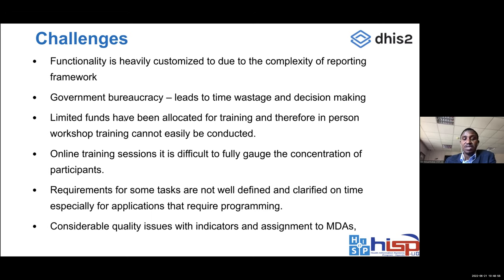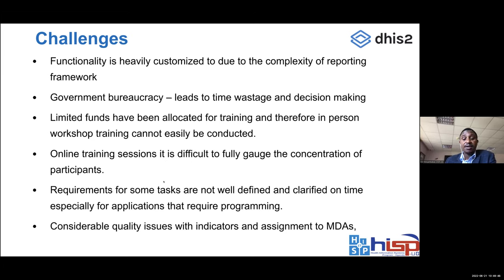There's been also an issue of limited funding, because again, governments in developing countries do not necessarily put quite adequate funding on some of these things. So you find, for example, in-person workshops and trainings cannot easily be conducted due to absence of funding. Then online training sessions that have been organized before have not been very successful, partly because participation is very limited. And it's quite also difficult to gauge the participation and the concentration of participants on the other side.